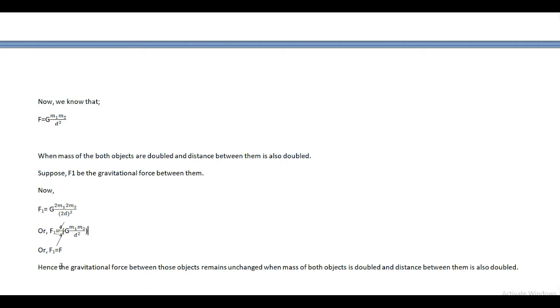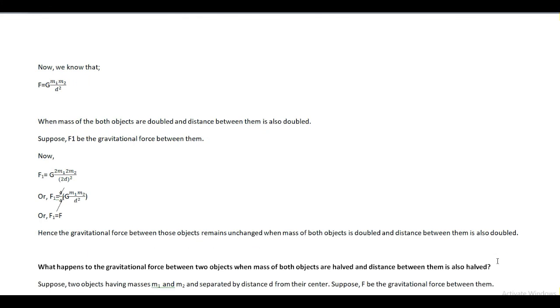So the result here is F1 equals to F. It means final gravitational force equals to initial gravitational force. So it means the gravitational force is not being changed. Hence the gravitational force between two objects remains unchanged when the mass of both objects is doubled and distance between them is also doubled. It is clear from this example.